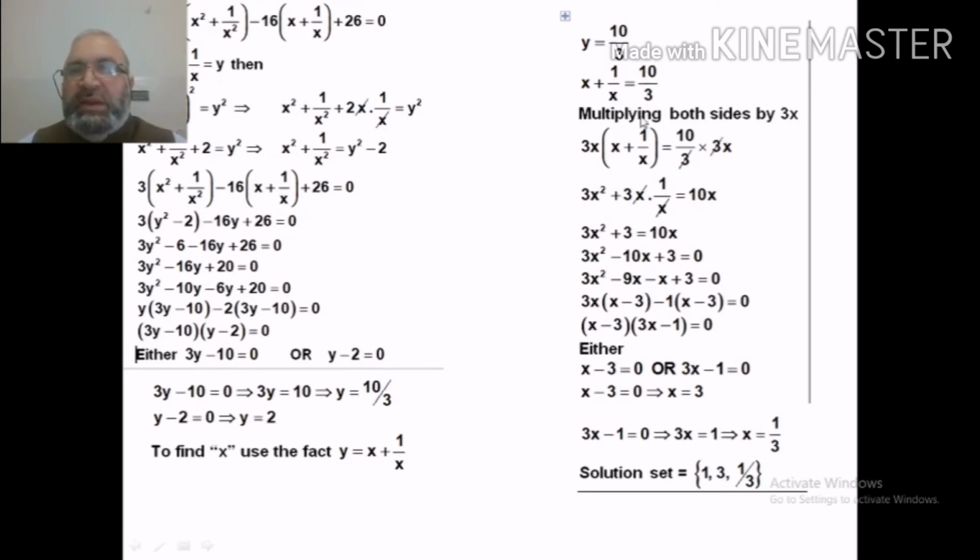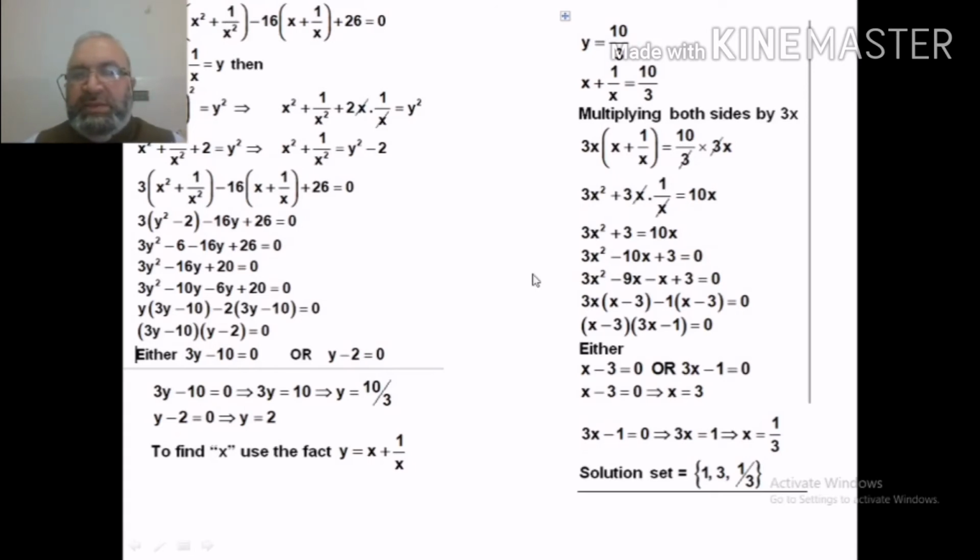simplify this equation now. So x and 3, multiply these two, 3x. 3x is the LCM, so multiply both sides by 3x. 3x into left hand side and 3x into 10 by 3. By simplifying, we get 3x square, here x cancels, plus 3 is equal to, here 3 cancels, 10x. So 3x square, and transforming 10x to the left hand side, it becomes 3x square minus 10x plus 3 equal to 0, which is the standard form of a quadratic equation.